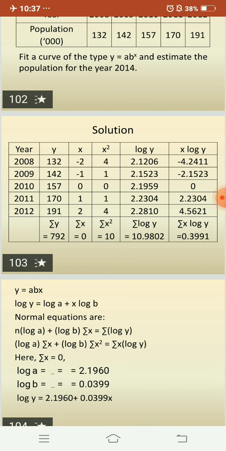So those are minus 2, minus 1, 0, 1, 2. And remember one thing, the summation x is always equal to 0.